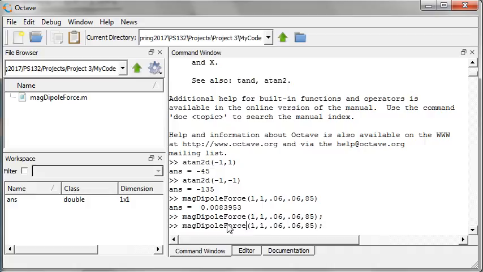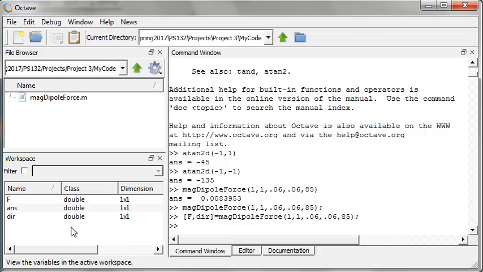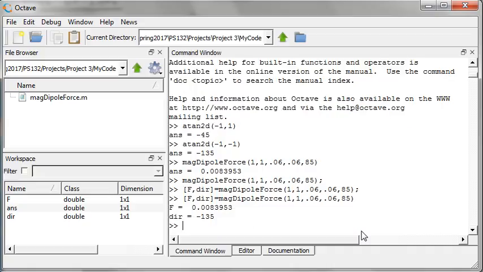Also, I'm going to go force, angle, I'll call it force direction, equals, run it like that. Nothing shows up, but I have got things stored. And then I'm going to try it without the semicolon and see if that gives me both of those values. Yeah. All right.